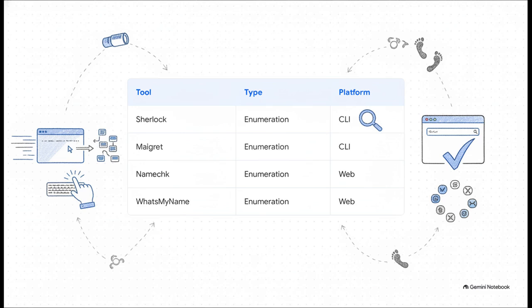They can scrape hundreds of sites in literally seconds. But hey, if you have limited technology experience, no worries at all. Web-based tools like NameCheck or the What's My Name app are fantastic, super accessible alternatives. They let you check a username's availability across dozens of platforms with just a single click.